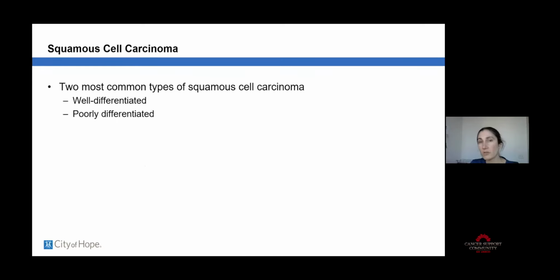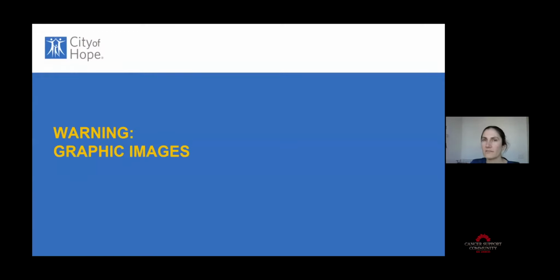With squamous cell carcinoma, there's also two common types: well differentiated, meaning a little bit less aggressive, kind of slower growing, more well behaved, and poorly differentiated, which would be a more aggressive type. So again, we're going to see some images here.